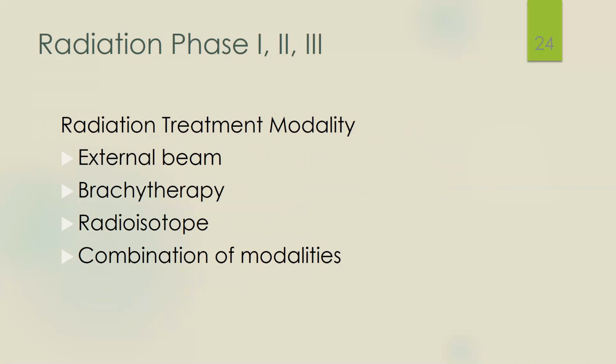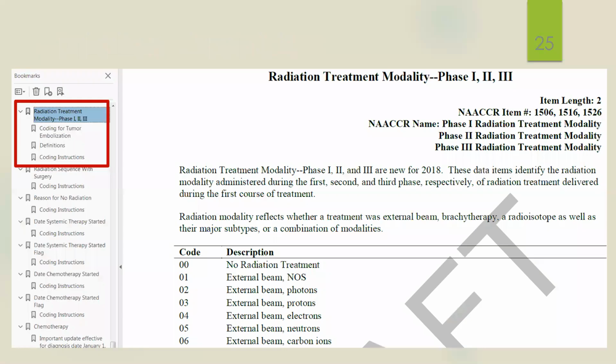Looking at the radiation phases, like I mentioned, we're capturing the radiation treatment modality, and these forms of modality are listed here. And here in this SEER manual is where you will find the information on phases 1, 2, and 3. The in-depth codes for the COC program are found in the STORE manual for all of the other fields that you collect for radiation therapy. For SEER, we only collect the phases.